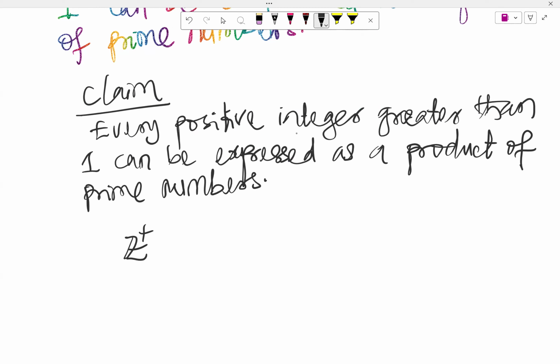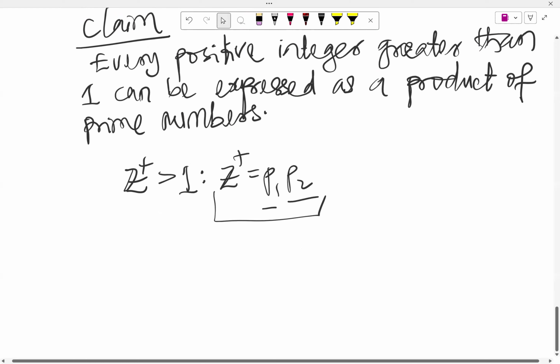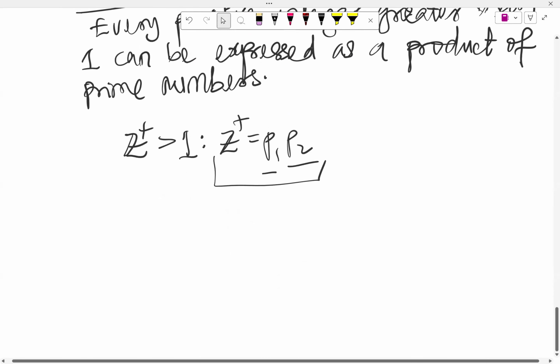So every z plus that is greater than 1 is such that it can be written as a product of prime numbers. Let's say the prime numbers are P1 and P2. You can always write every positive integer greater than 1 as a product of prime numbers, prime number 1 and prime number 2. So that's how we can break that down. That's the claim, okay? So the next thing is we want to do the base case.